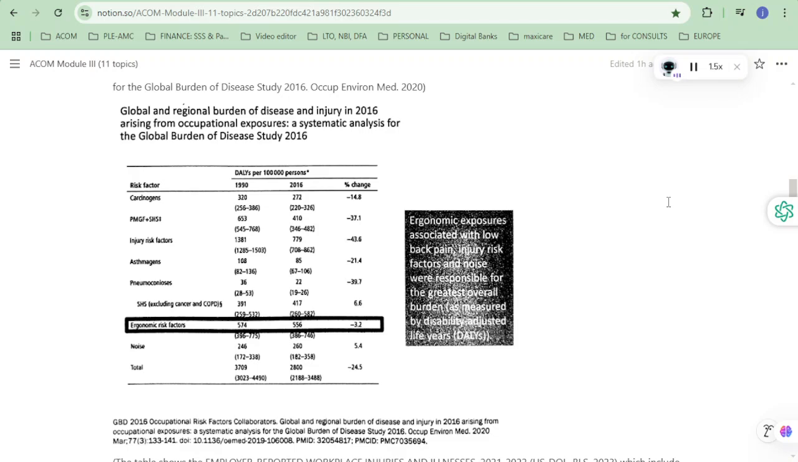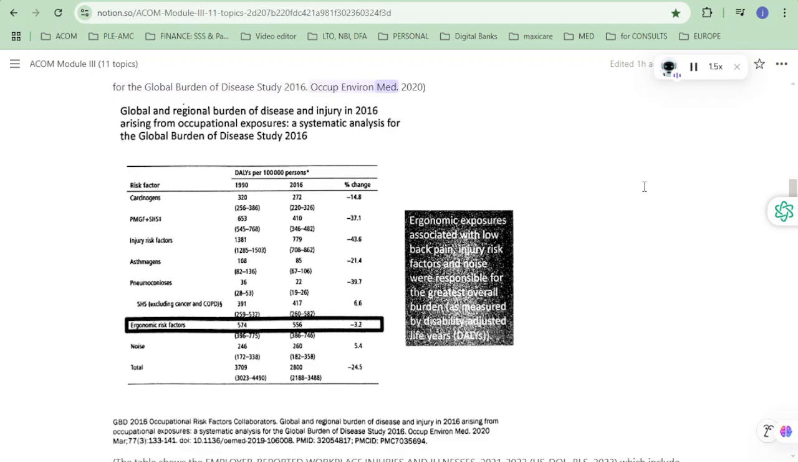GBD 2016 Occupational Risk Factors Collaborators. Global and regional burden of disease and injury in 2016 arising from occupational exposures, a systematic analysis for the global burden of disease study 2016.